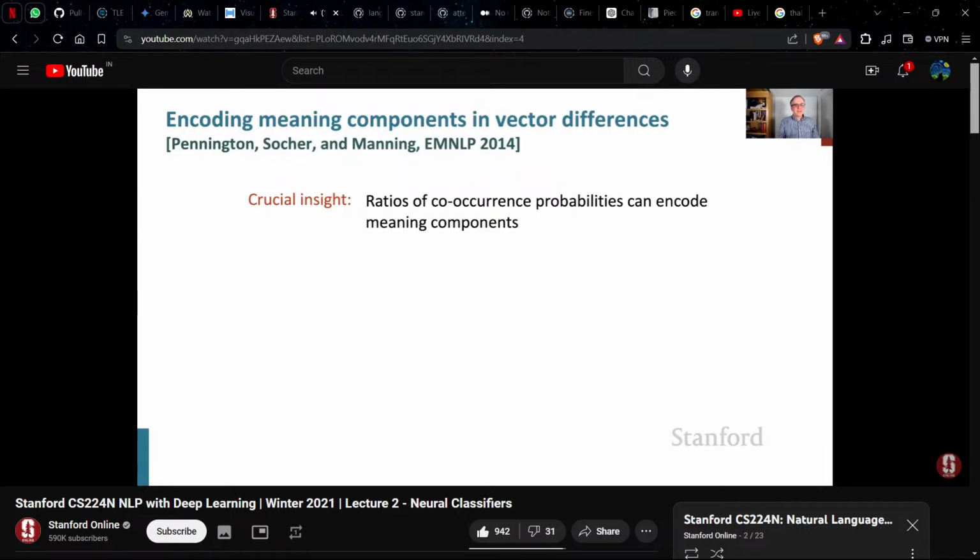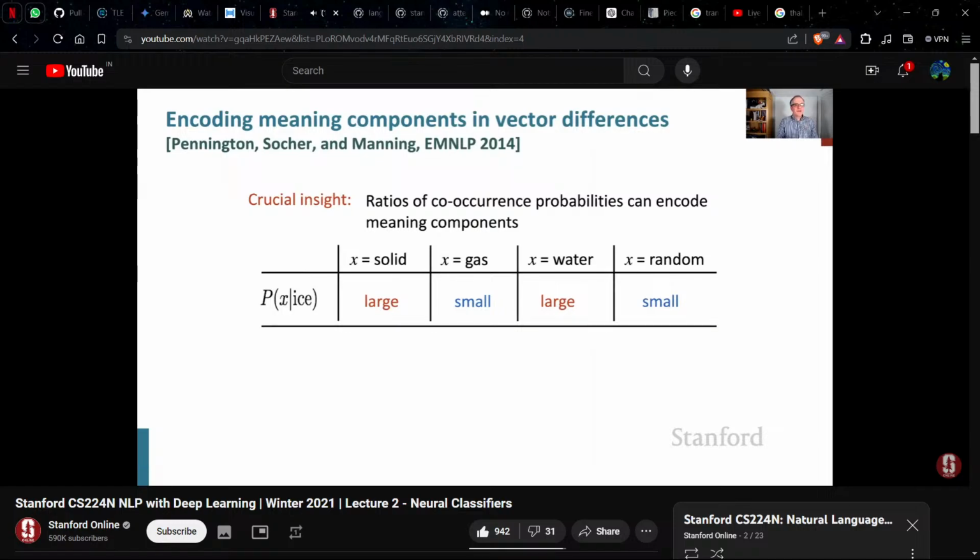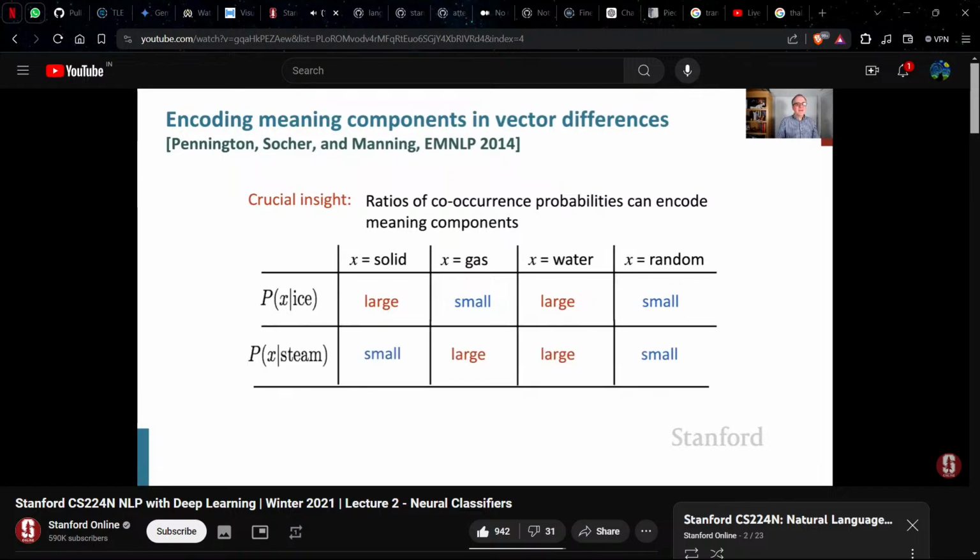So here's an example that shows that. Okay, so suppose the meaning component that we want to get out is the spectrum from solid to gas, as in physics. Well, you'd think that you can get at the solid part of it perhaps by saying, does the word co-occur with ice? And the word solid occurs with ice, so that looks hopeful, and gas doesn't occur with ice much, so that looks hopeful. But the problem is the word water will also occur a lot with ice, and if you just take some other random word like the word random, it probably doesn't occur with ice much. In contrast, if you look at words co-occurring with steam, solid won't occur with steam much, but gas will, but water will again, and random will be small.